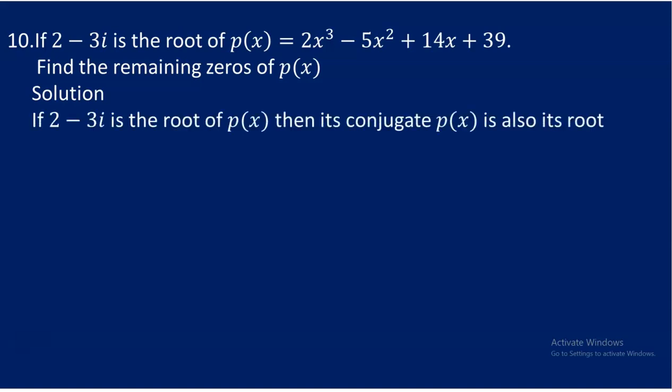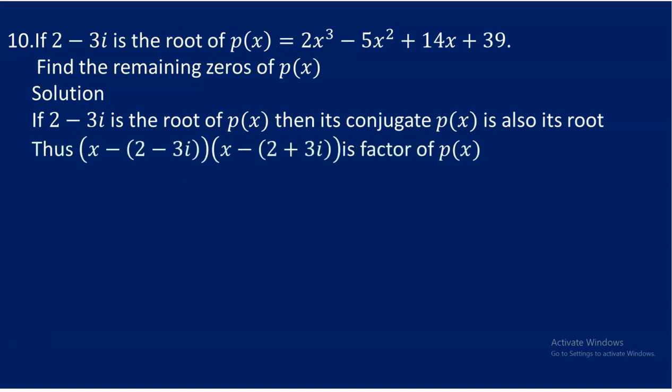The conjugate theorem says that if 2 minus 3i is a root of p, then its conjugate, which is 2 plus 3i, is also a root of this polynomial. So we have two factors, right? x minus (2 minus 3i) and x minus (2 plus 3i). We can consider these two as factors of this polynomial.